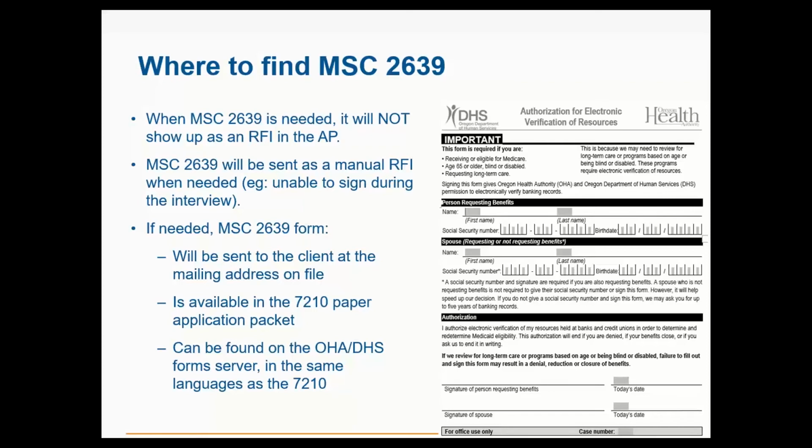But it's also available in the 7210 paper application packet as a supplemental form. You can get it from there. And you can also find it on the OHA DHS forms server. You can search for form 2639, and it's available in the same languages as the 7210, which is the full application. So it's available in a full suite of languages.